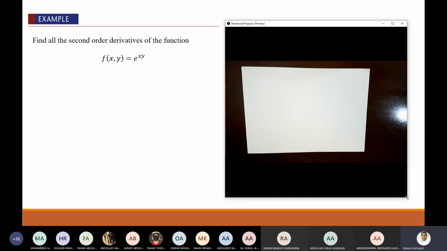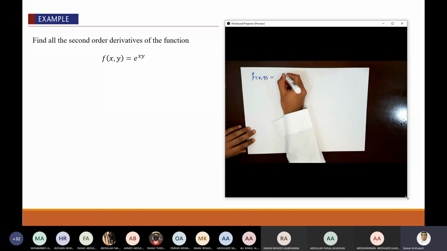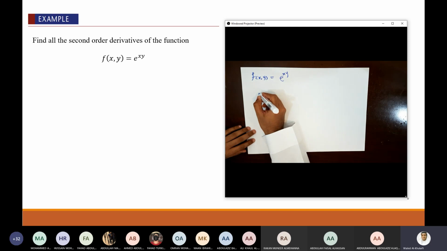Come on, guys. Find all the second order derivatives. So when you say all, it means all the possibilities. Okay. So what should we do, guys? Let me write the function f(x, y) equals e to the power xy. What should I do to find the second order? I have to find the first order. So we have to find the fx. What is fx? I differentiate with respect to x. What is the derivative with respect to x? Anyone?